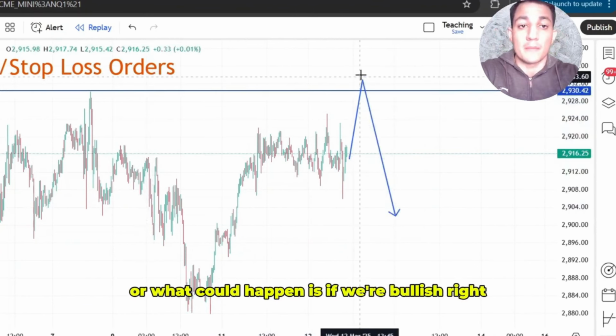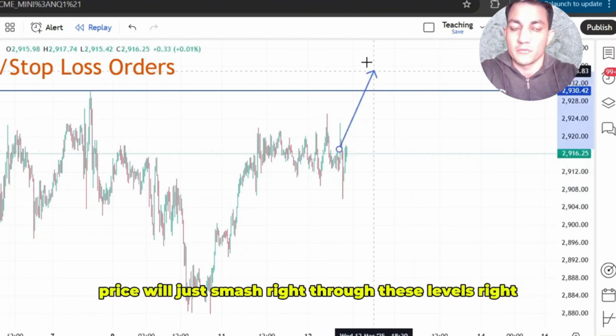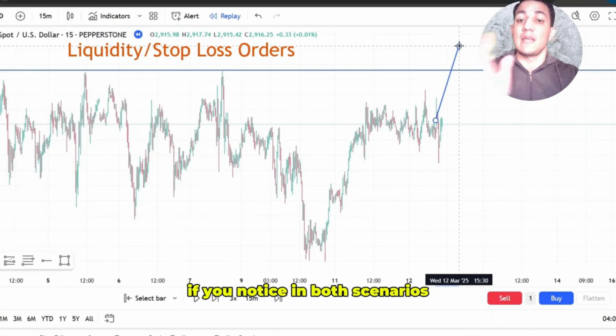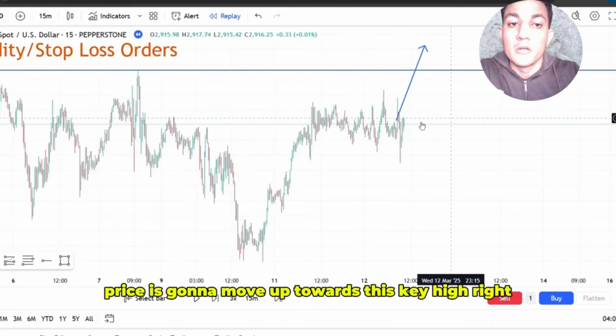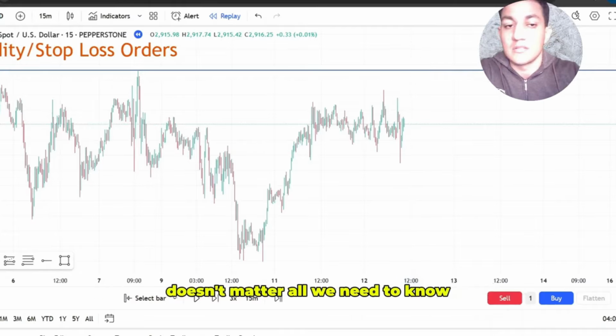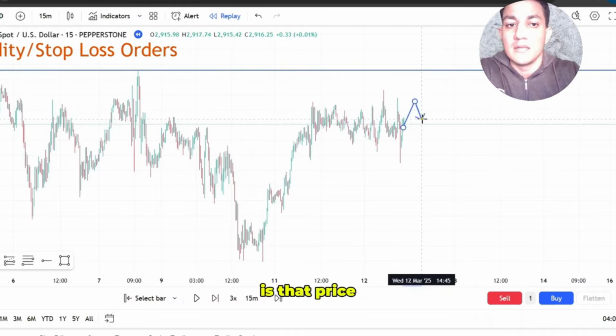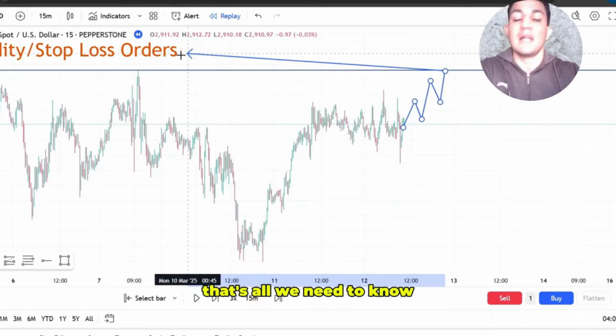Or what could happen is, if we are bullish, price will just smash right through these levels. If you notice, in both the bullish and bearish scenarios, price is going to move up towards this key high. Now, what we do at that level, whether we reverse or continue, doesn't matter. All we need to know is that price is going to move towards this key level here, because there's lots of stop loss orders. That's all we need to know.